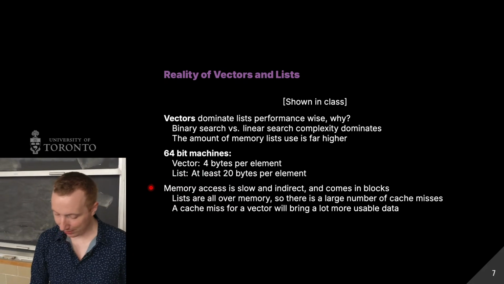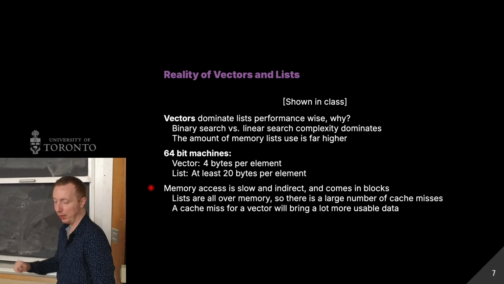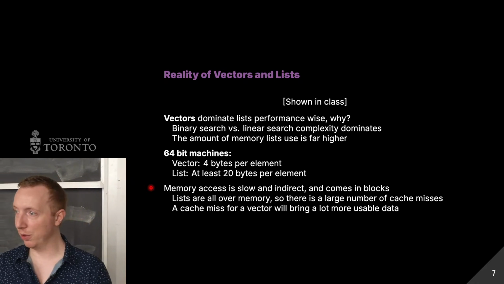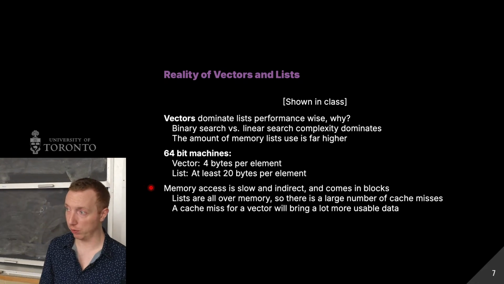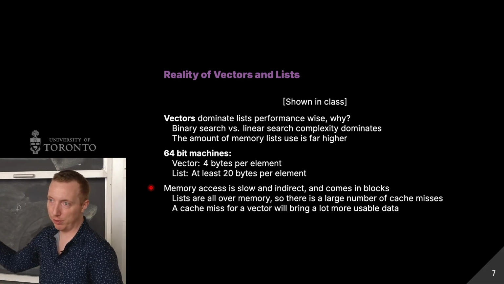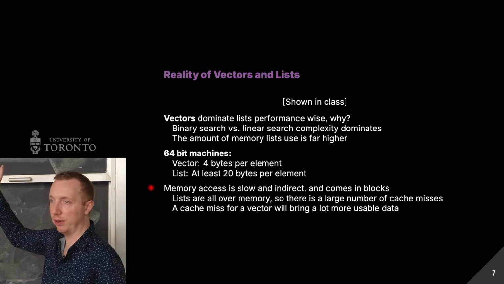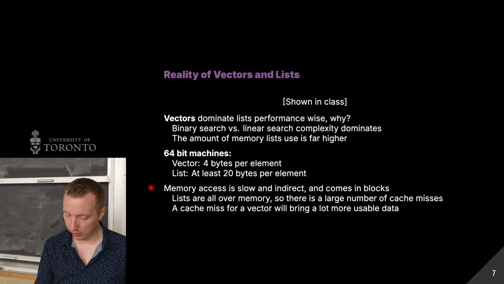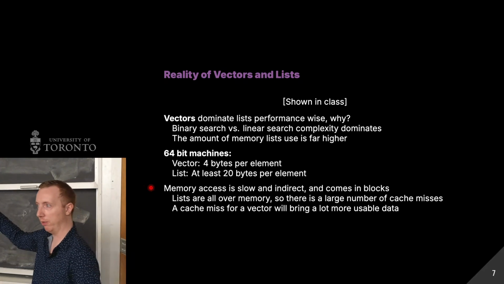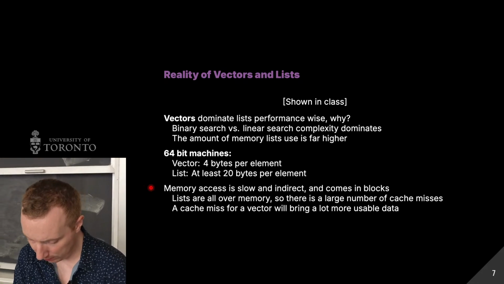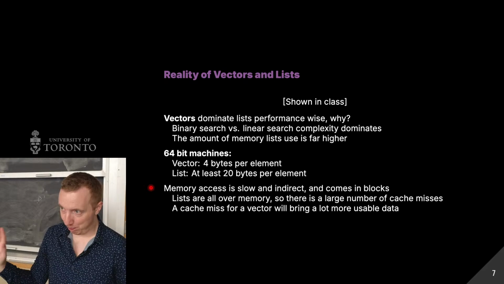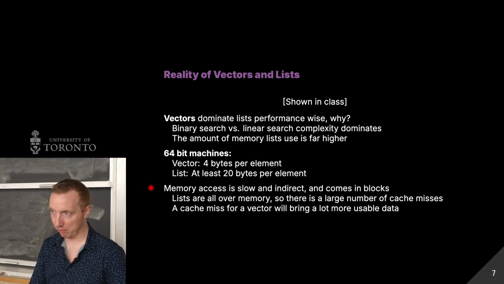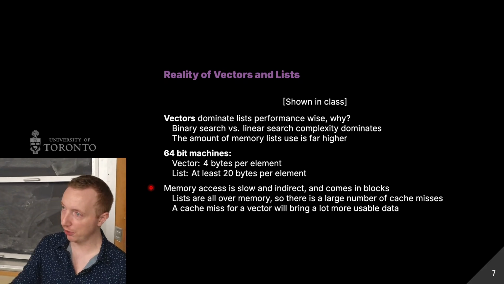Memory access, especially if you get to that level, is slow and indirect. It comes in blocks. So just because we have a list and we have 2 nodes, they might not be next to each other in memory, which is really, really bad. If you wanted to optimize list performance, there are things to do. You can do a skip list, things like that. You can make sure that the elements are beside each other in memory. Little hacks like that. And that's why we talk about doing our own memory allocator in a few lectures. But basically, it's just a large amount of cache misses. The cache miss rate for the vector, whenever it misses, since it's all sequential, brings in a lot more useful data.